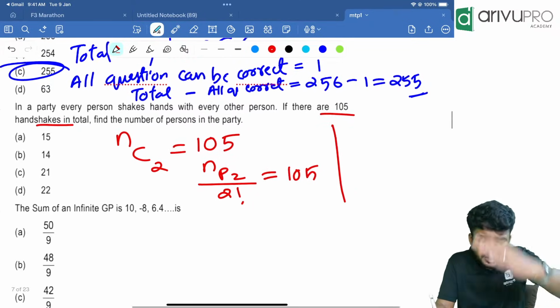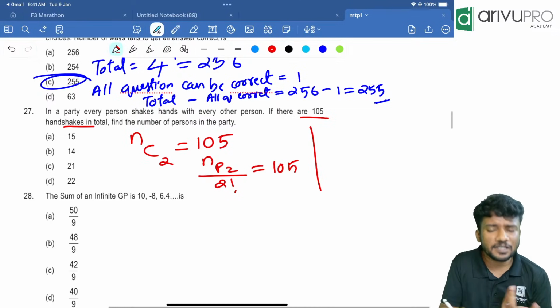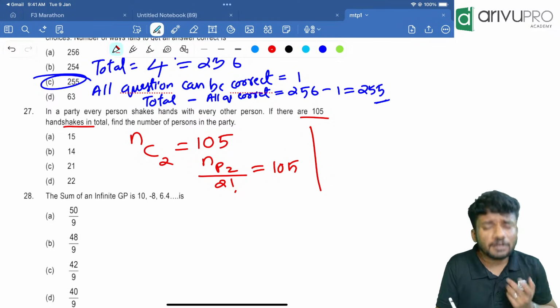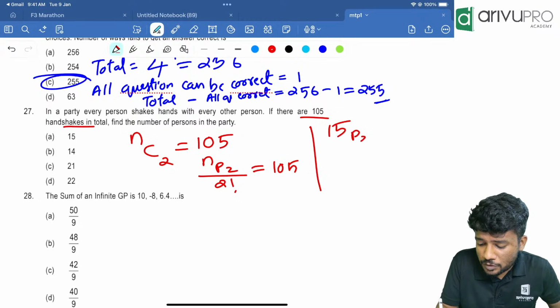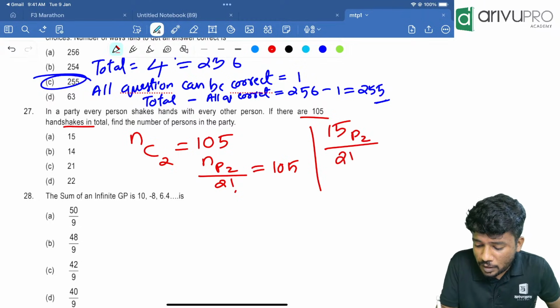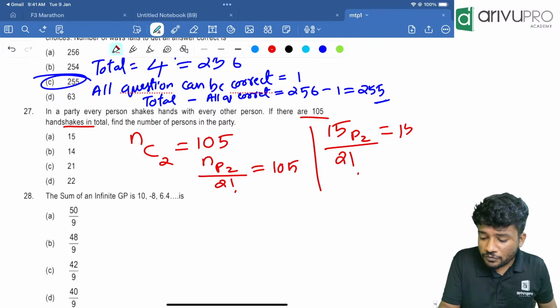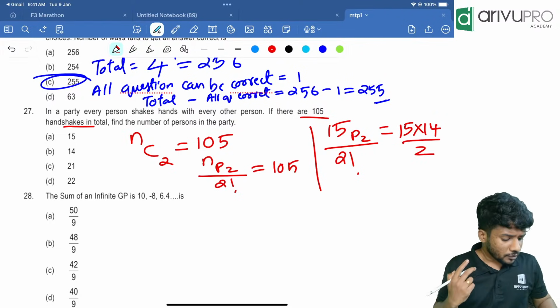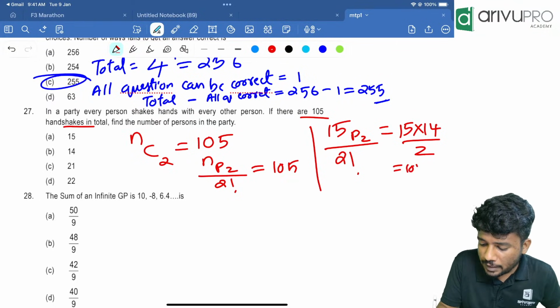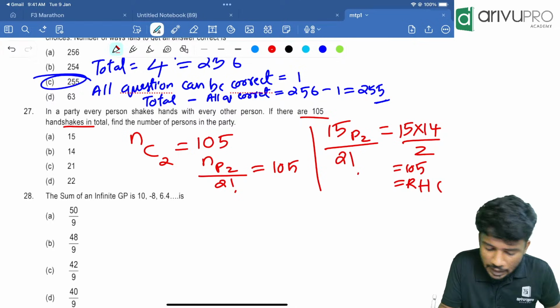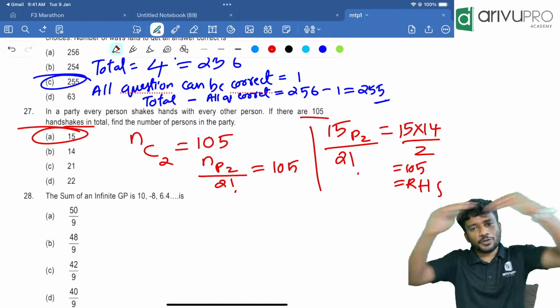Option hit, people, you will get the answer very fast. What is the option hitting method? Instead of n, try option A. That means 15P2 divided by 2 factorial. 15P2 is nothing but what? 15 into 14 divided by 2. 2 factorial is how much? 2. So 15 into 14 divided by 2, which is equal to 105, which is equal to our RHS. That means option A is your right answer.